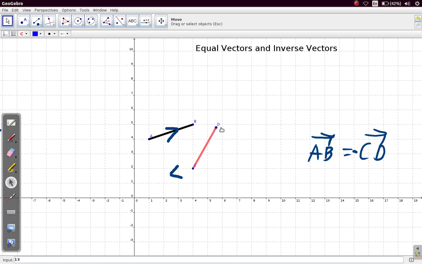But if I turn this around and then have same length, same magnitude, and same direction, same magnitude and same direction, they are now equal vectors. Alright? So they will be equal vectors now. Okay, so that was it for this video. Equal vectors and inverse vectors.